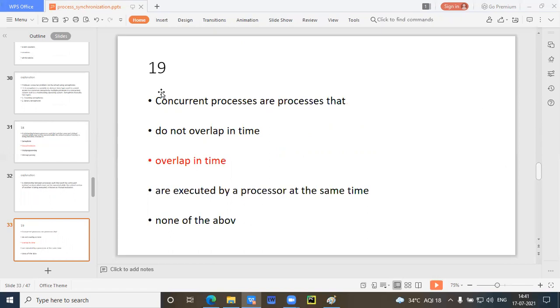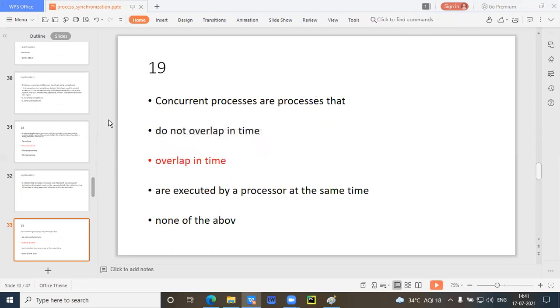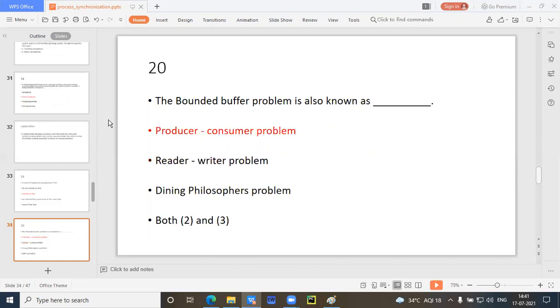Concurrent processes are processes that mainly overlap in time. At a time, the processes are going to be done; that is a concurrent process.